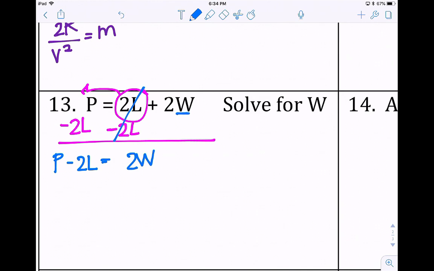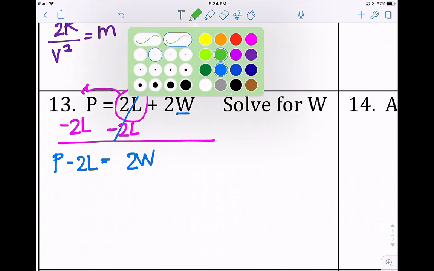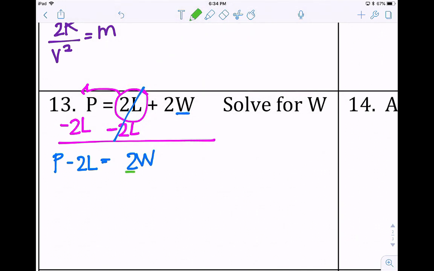All right, so the only other thing left is to get this 2 right here away from the W. Well, 2 is being multiplied by W, so we're going to divide by 2. And when I do that, I have to divide every single piece on the other side by 2. So just simplifying that, p divided by 2 can't be simplified. That's just p divided by 2. On this one, the negative 2l divided by 2, those 2 will cancel actually, right? 2 divided by 2 is just 1.